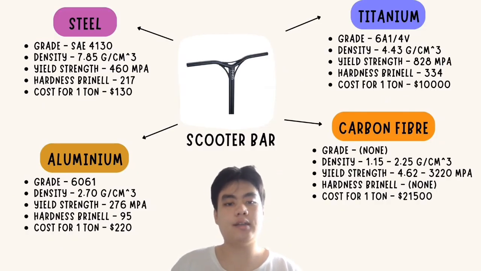Firstly is the steel SAE 4130 with a density of 7.85 gram per centimeter cube, yield strength of 460 megapascal, and a Brinell hardness of 270. SAE 4130 steel provides a robust and cost-effective choice at $130 per ton.